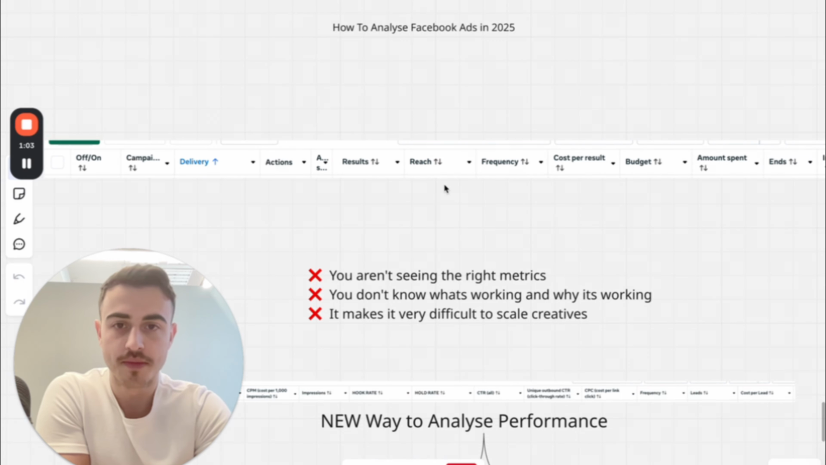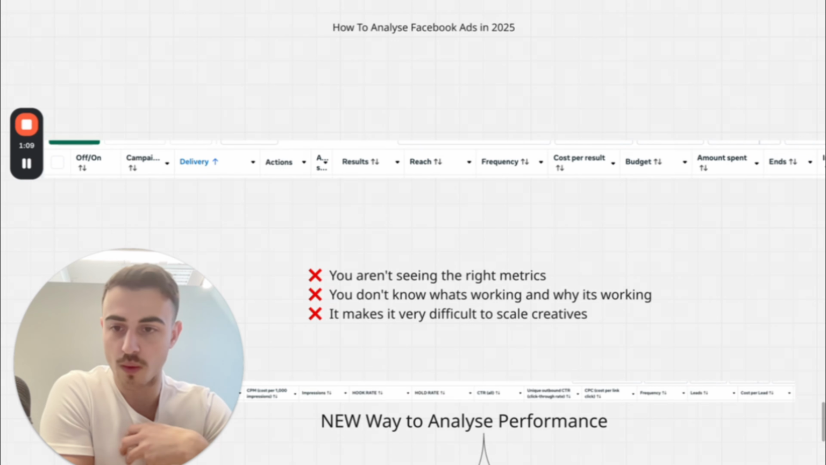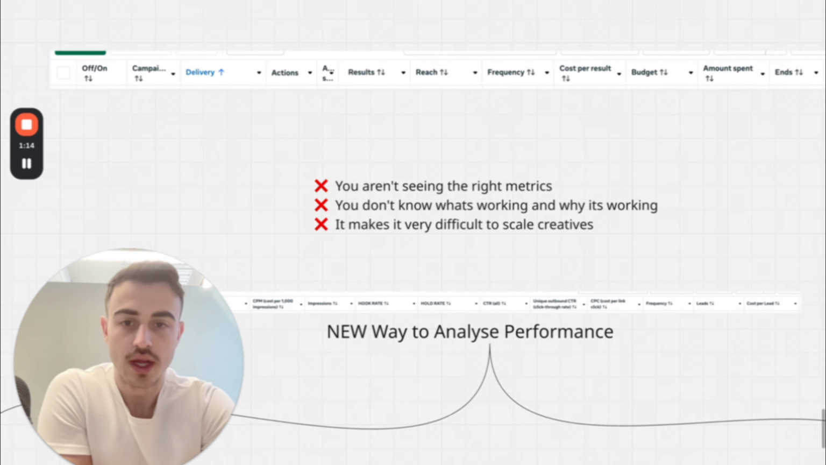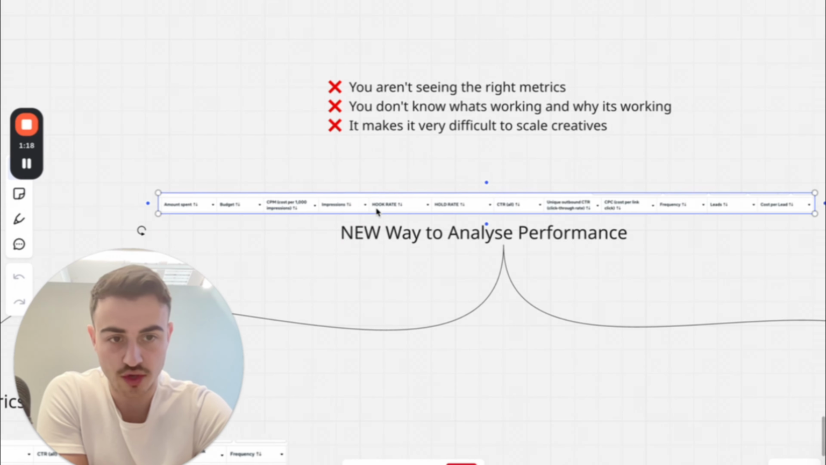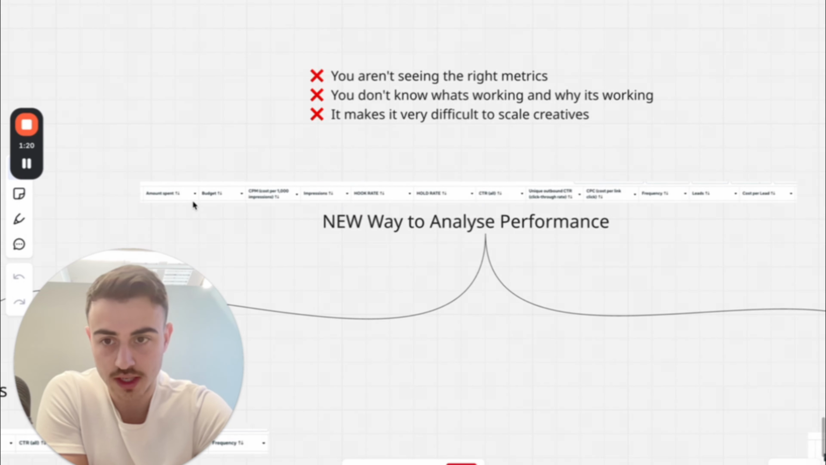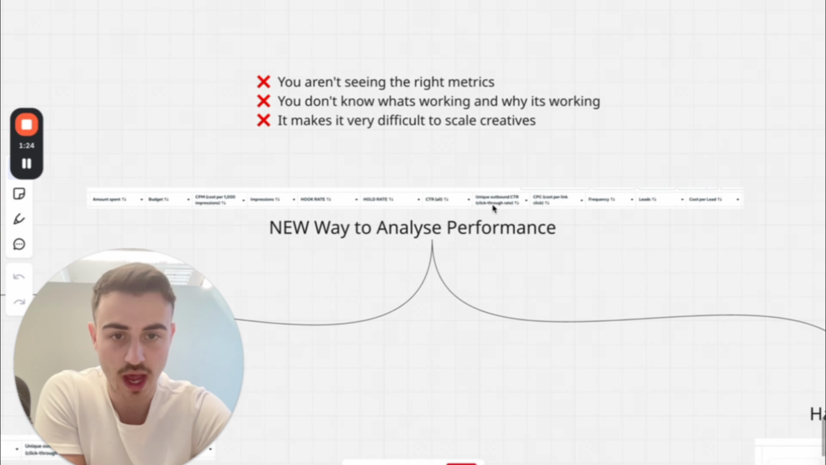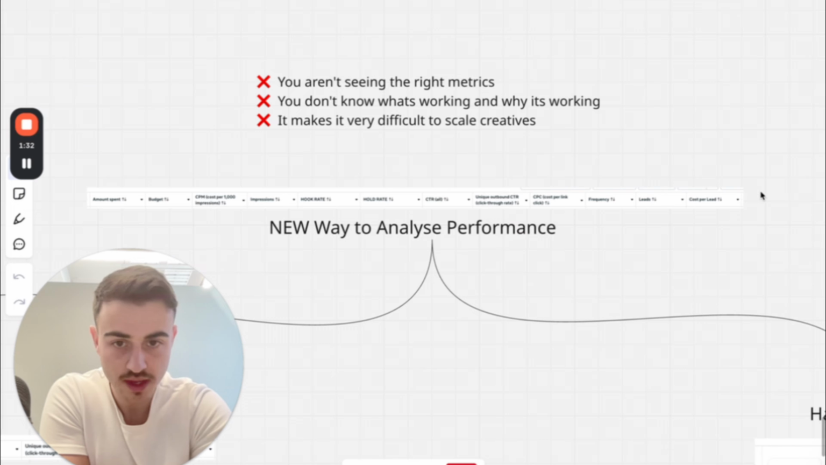This is more for lead generation. It does link a bit to ecom, but our offer is tailored towards lead gen. So this is what we use for all of our clients when we're generating leads. This is the new way to analyze performance: amount spent, budget, CPM, impressions, hook rate, hold rate, CTR, unique outbound click-through rate, cost per click, frequency, leads, cost per lead. You can also add in purchases, cost per purchase, or CPA.